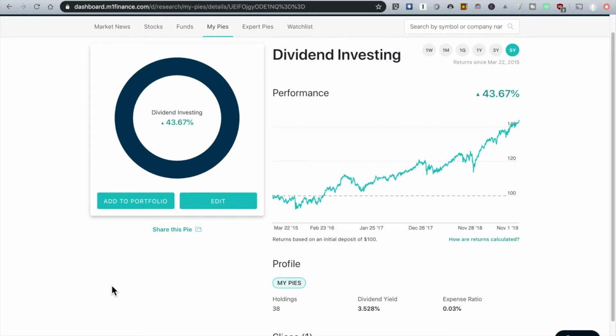Now, for M1 Finance, you need an initial deposit of $100 in order to have a taxable account, and a $500 minimum is required for retirement accounts. After that, there are no minimums in order to invest with M1 Finance.